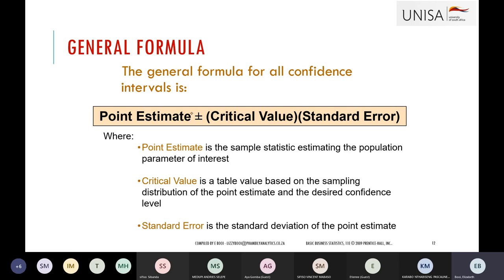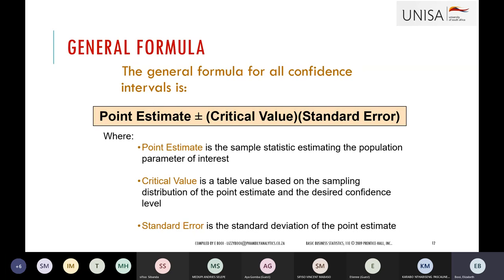Plus or minus, minus creates your lower boundary, plus creates your upper boundary. Plus or minus your critical value. Your critical value in this instance is your Z value, if we're using the Z table. When we're using another table, I will also explain to you what your critical value is.